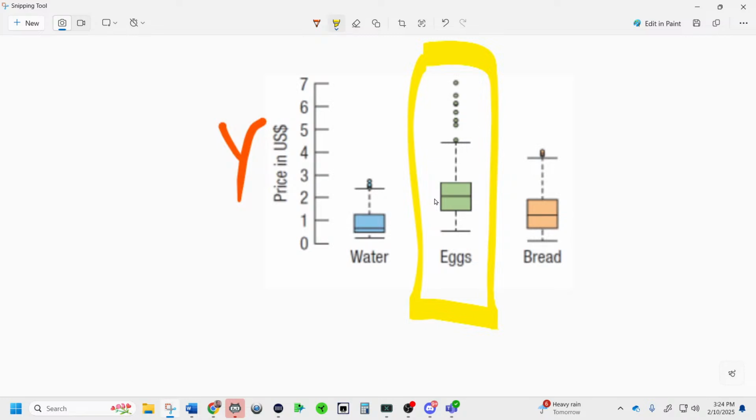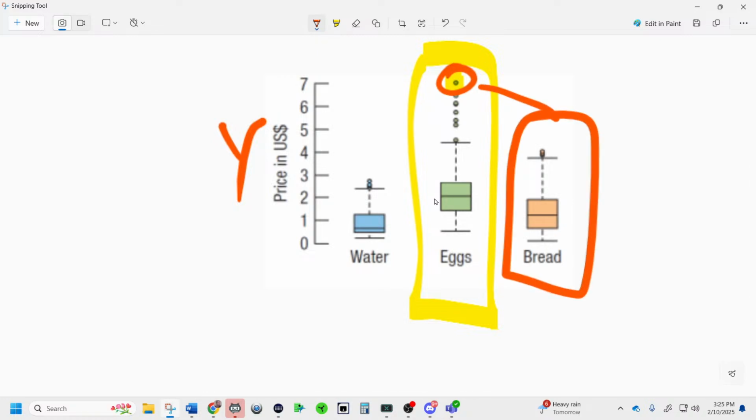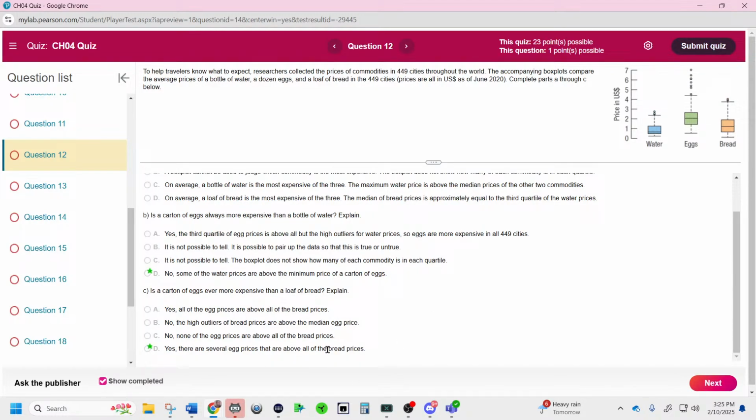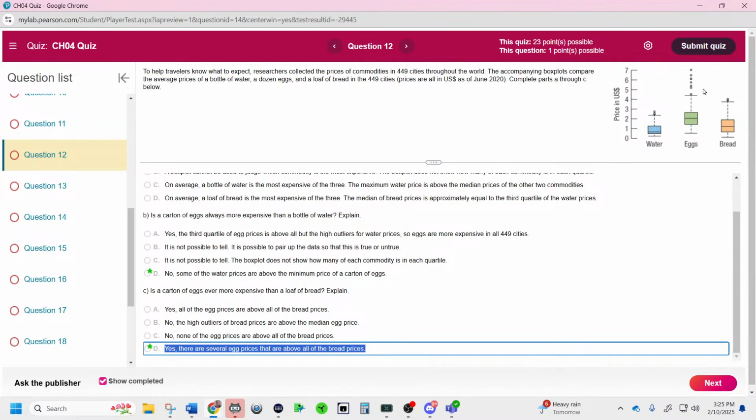Yes. Well, look right here. This one's more expensive than all of these. So it could say the maximum price of eggs is above all maximum prices of bread. That might be the answer. There are several prices that are above all the breads, at least one. Is it ever more expensive? Yes. And you can't say bread is always more expensive, because there are prices of water that are above prices of eggs. So I don't love the way they phrase that.